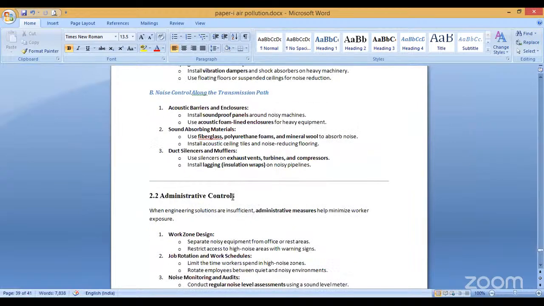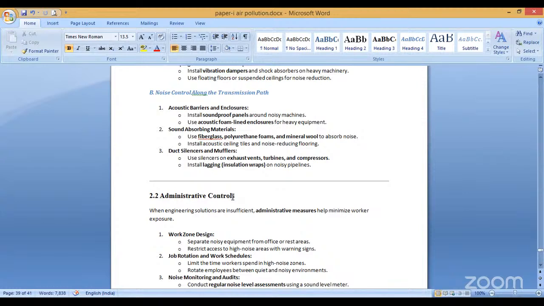The next one, the noise control along the transmission path. It comes to barriers and enclosures. Install soundproof panels around noisy machines. Use acoustic foams and lined enclosures for heavy equipment. Sound-absorbing materials: use fiberglass, polyethylene foams, and mineral wool to absorb the noise.